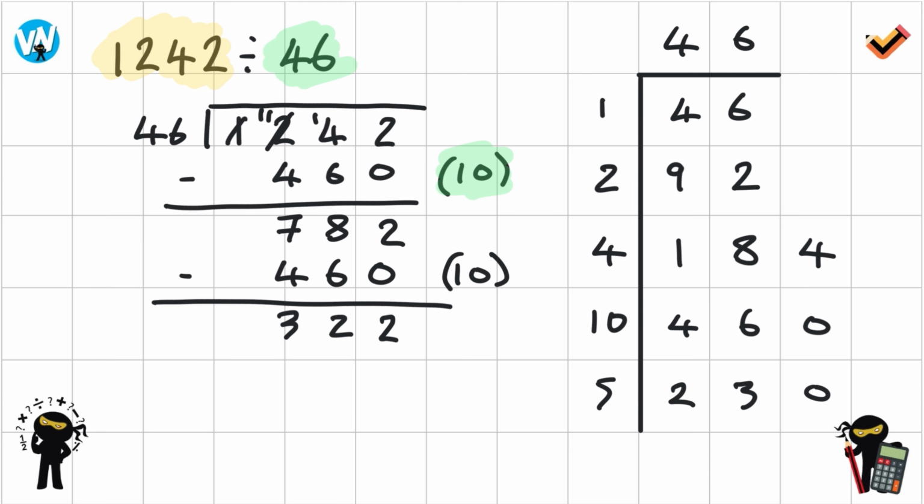Again, the biggest chunk, you could either take away 230 or we could take away 184. I'm going to take away 230 because if you didn't have this here, you'd be taking this away instead. All right, we can't take away another 10 because we've only got 322 to take away. So I'm going to take away 230, which is 5 lots. So I'll mark that down at the side.